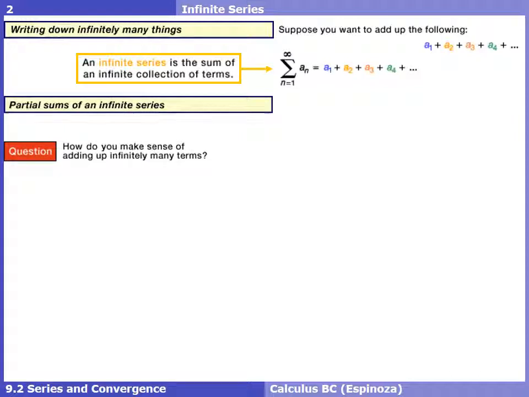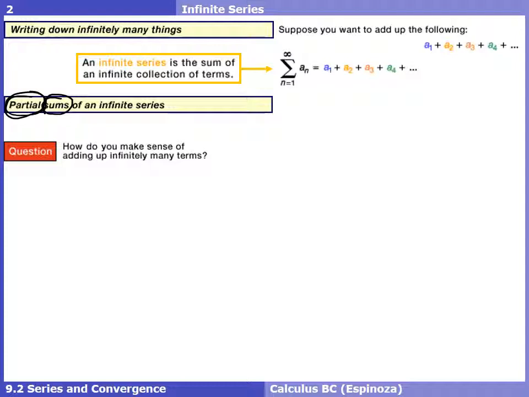To build up to this idea of figuring out what something like this might be equal to, we need to talk about something called a partial sum of an infinite series. It kind of makes sense if you take a look at what this means. Partial, of course, just means a part. We're going to look at a part of the sum. Since we're going out to infinity, we really don't understand that. That's why we have this question here: how do we make sense of adding things up to infinity?